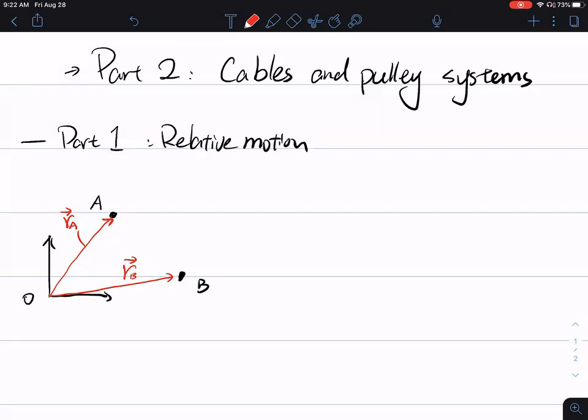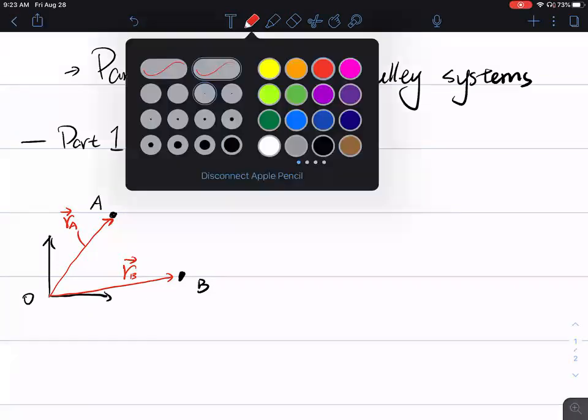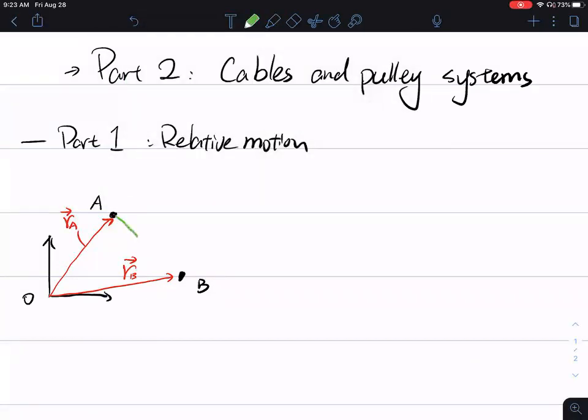They're all vectors. But what is the relative position of B with respect to A? In other words, what happens if you're standing at point A looking at point B? What is that position vector? We can draw that very easily, right? It's just this vector pointing from A to B. This is the relative position vector. Let's call it RB/A.